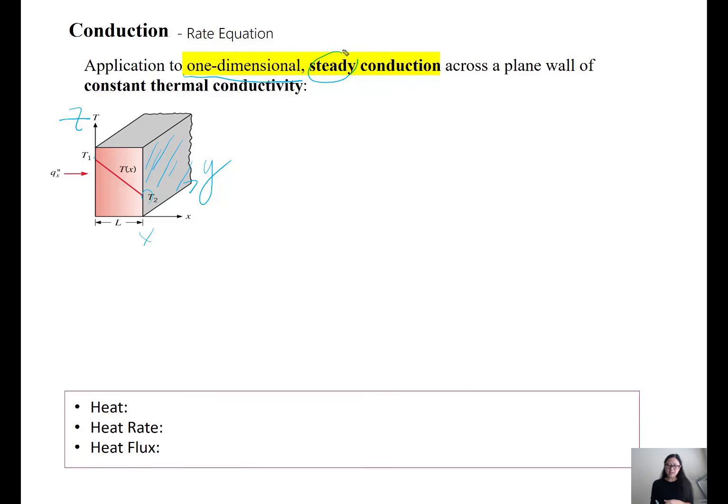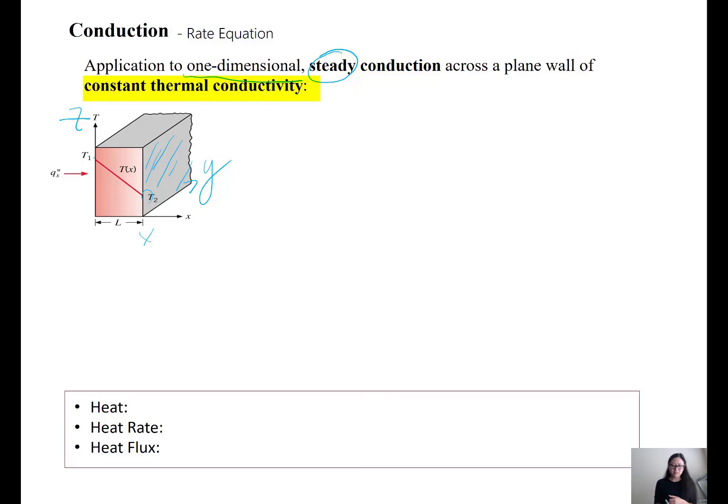Steady conduction. What does steady conduction mean? It means nothing changes with time. So heat rate, of course, does not change with time. Temperature does not change with time either. Temperature could change with location, of course. Along the direction of the wall, temperature decreases, but it does not change with time.